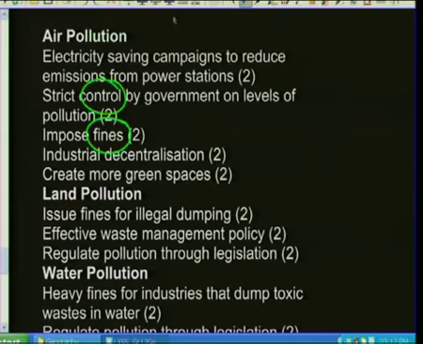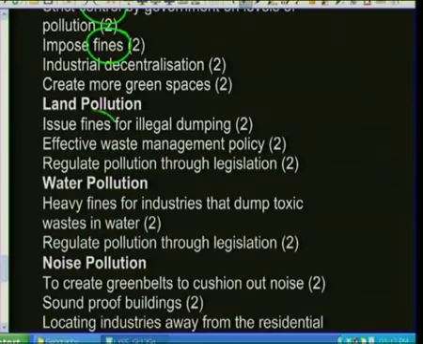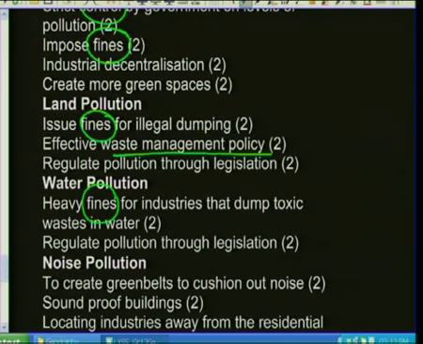In terms of land pollution, again, we're looking at issuing fines for things like illegal dumping, and establishing waste management agencies. These would be companies that are involved in recycling and cleaning up after the waste of the industries that have made the waste in the first place. Water pollution, again, we're coming back to the story of fines for industries dumping toxic waste into the water, and we regulate all of these things through laws, regulations, and legislation.